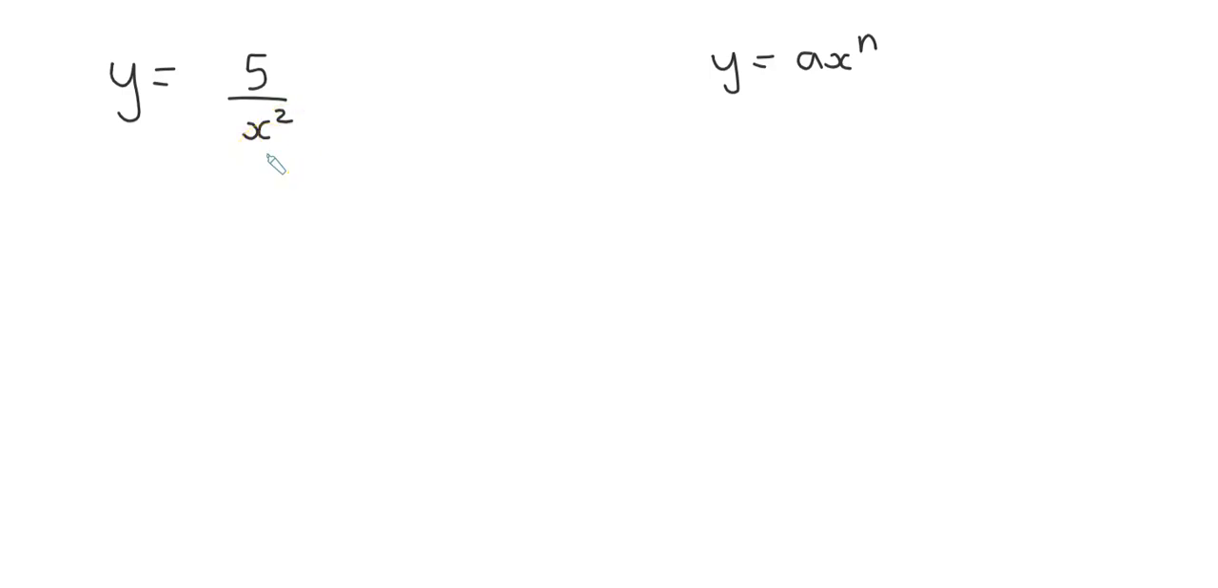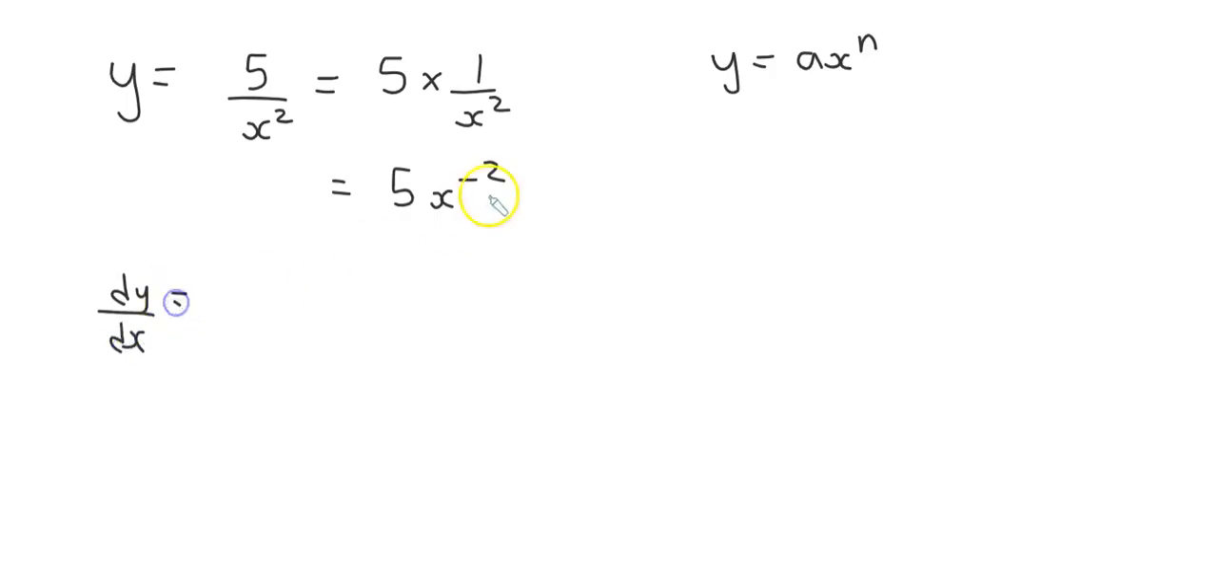And so we need to rewrite 5 over x squared in what we call index form. And this is probably half the battle with a lot of differentiation. It's being familiar with all the different rules of indices. So I would recommend going back and looking at the videos on that. But what we're going to do then is rewrite this as 5 times 1 over x squared. You can pull it apart in that way. And then that is going to be the same as 5x to the minus 2. And now this is really in that form ax to the n. This is what we want, and then we can differentiate it from there in the normal way.